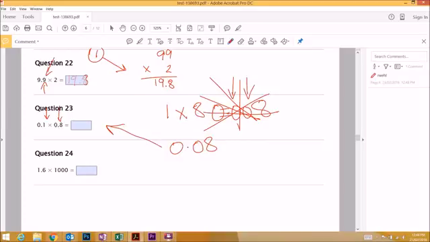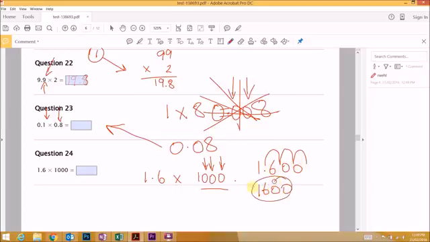Okay. The next one, 1.6 times 1000. Okay. Here, because we're multiplying by a power of 10, we can just move the decimal place to the right depending on the amount of zeros that there are. So in this instance, there is 3 zeros. So we can move the decimal place once, twice, 3 times, and then add in those zeros. So our answer becomes 1,600. Okay, so pretty simple, that one.